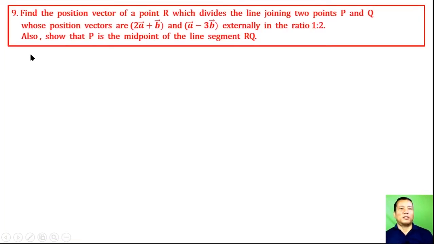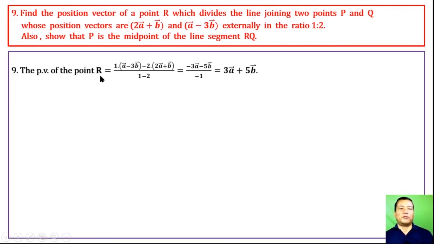Question number 9. Find the position vector of a point R which divides the line joining 2 points P and Q whose position vectors are this and this externally in the ratio 1:2. Also show that P is the midpoint of the line segment RQ.